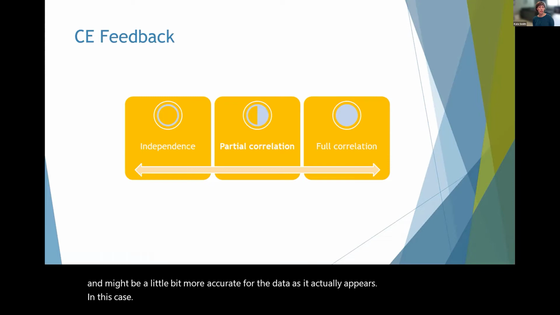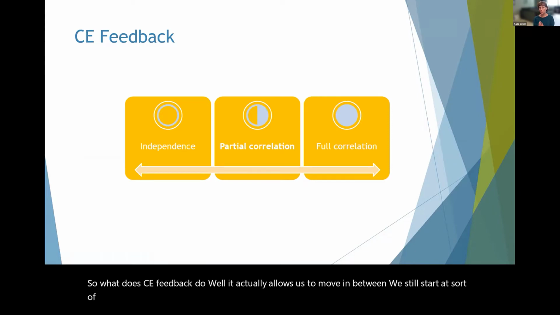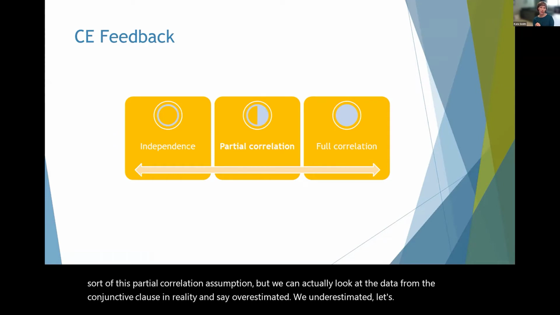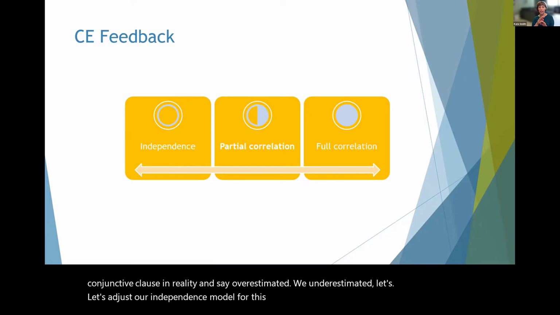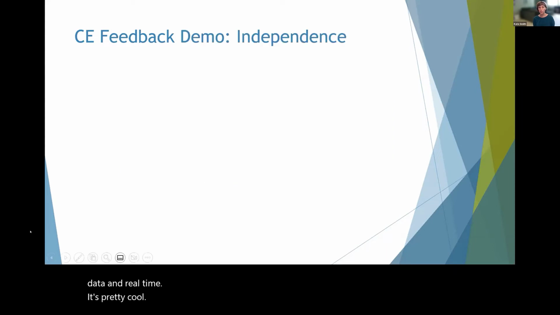So what does CE feedback do? Well, it actually allows us to move in between. We still start at sort of this partial correlation assumption, but we can actually look at the data from the conjunctive clause in reality and say, oh, we overestimated, we underestimated. Let's adjust our independence model for this query appropriately, and so we can move in either direction to sort of adjust to the actual data and the query as it's operating against that data in real time. It's pretty cool. So I'm going to move to a demo, but I'll check in.